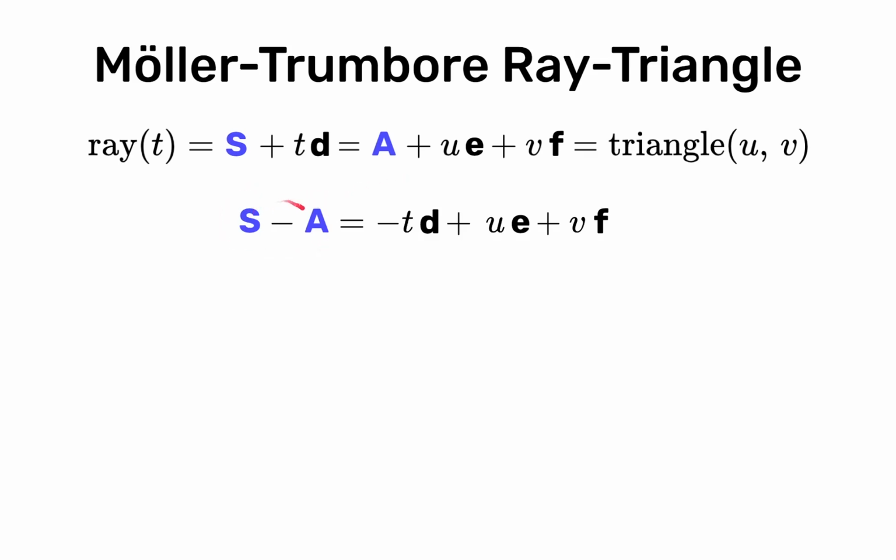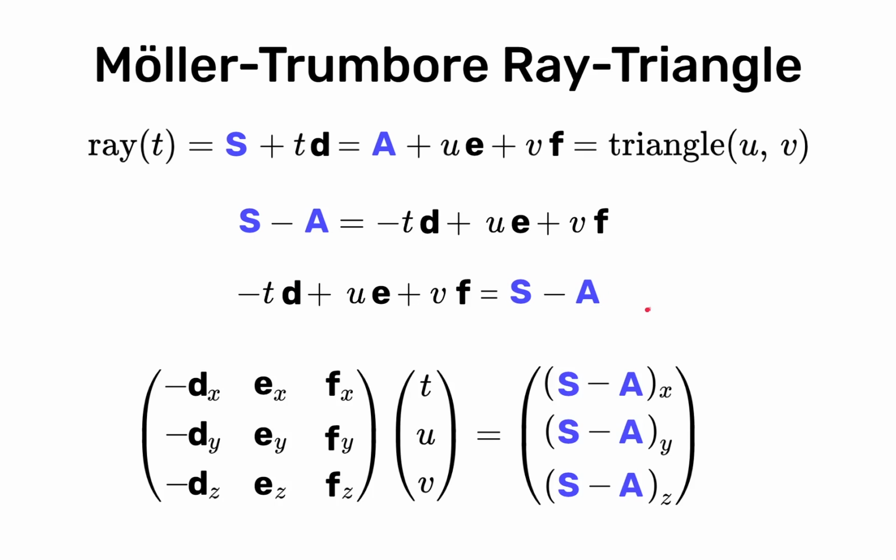So we know s, we know a, so this we can calculate. And on the other side we have these unknowns, minus t times t, u times e, and v times f. Usually these unknowns are represented on the left hand side and the calculated fixed value on the right hand side. And we can create a matrix vector multiplication out of this equation.